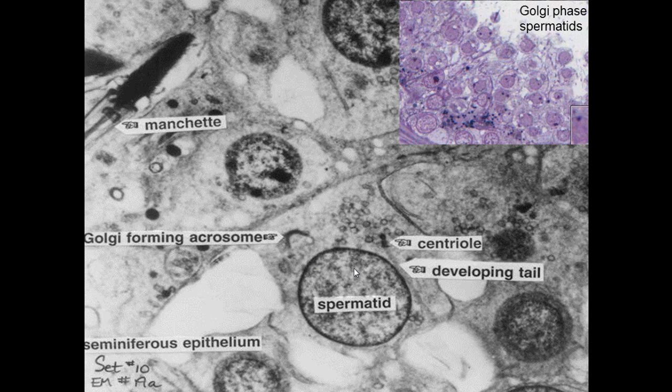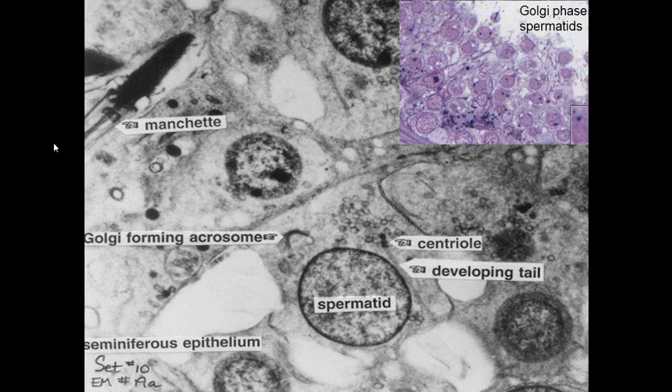If we look at a higher magnification, this spermatid through here, this is the nucleus. There's the Golgi apparatus, which is going to give rise to the acrosome. And here's a centriole. The centriole is not associated with the membrane in the beginning. And you can see the developing tail already started from this spermatid within the cytoplasm itself, and we call this the Golgi phase. Spermatids where they're just forming a little acrosome from the Golgi apparatus that we see right here.